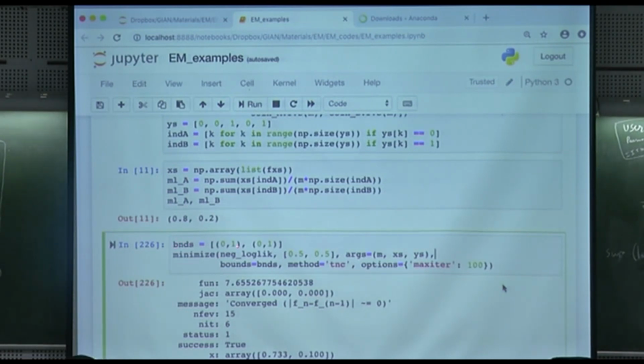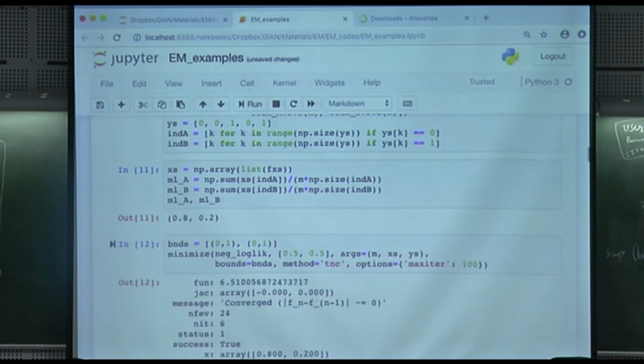I give it bounds, so I want each of these thetas to be between 0 and 1 because they are probabilities, so that's what it sits there. This is, I forget what TNC stands for, truncated Newton something. So it's basically a method that I want to use for optimization. I'm putting an option that the maximum number of iterations is 100. And then I do a little prayer and you get the answer.